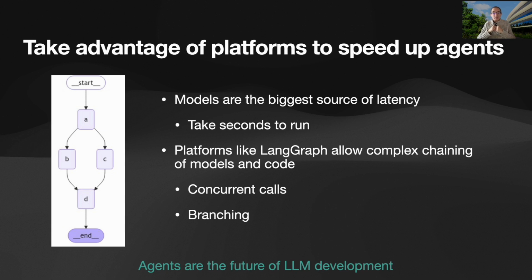So we should take advantage of these platforms that have been built, like LangChain, Llama Index, Langflow. There's many of them, right? That allow us to do things like concurrent calls and branching in these agents. For example, I have here on the left a diagram of an agent that's actually calling a couple of things in parallel.